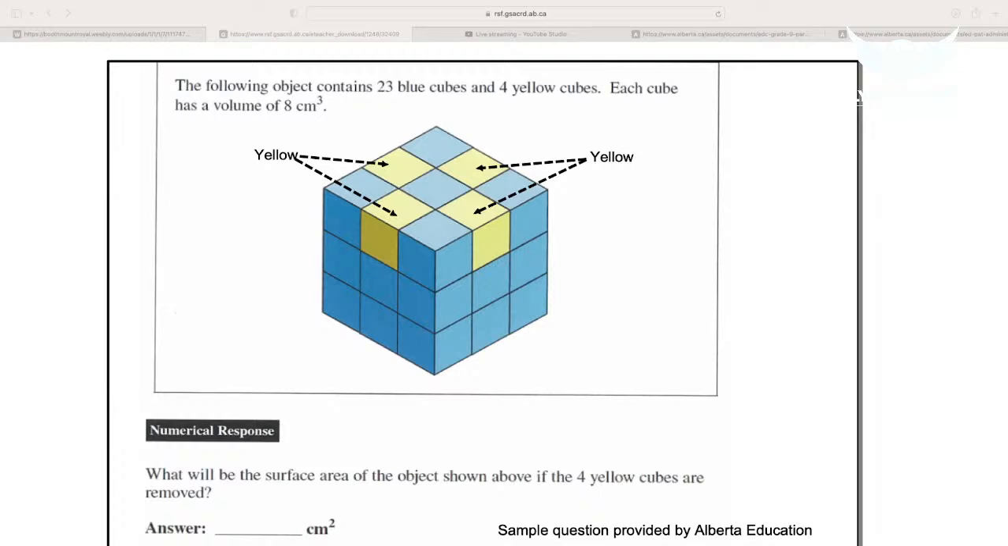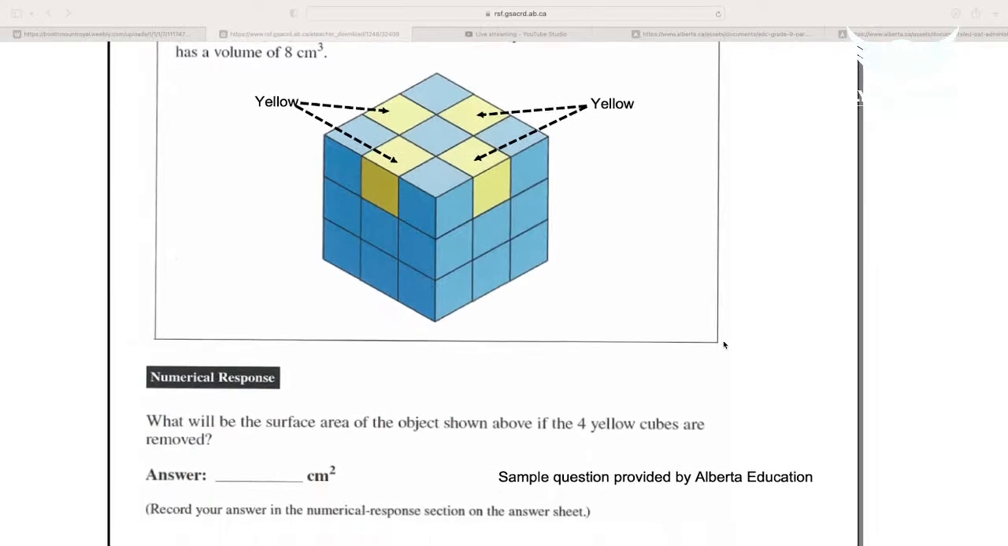The following object contains 23 blue cubes and 4 yellow cubes. Each cube has a volume of 8 cubic centimeters, right? What will be the surface area of the object shown above if 4 yellow cubes are removed?